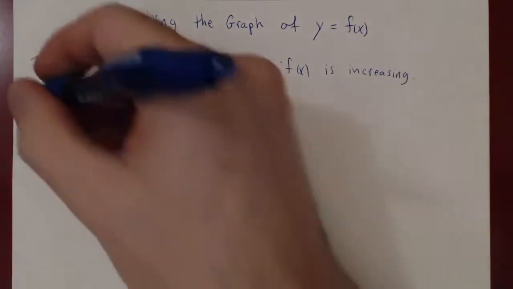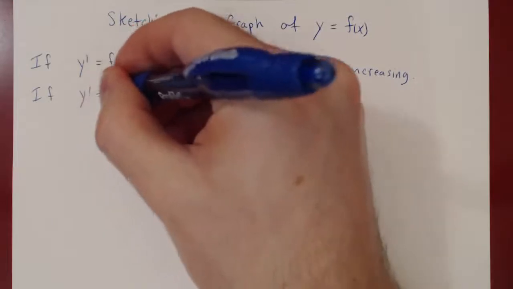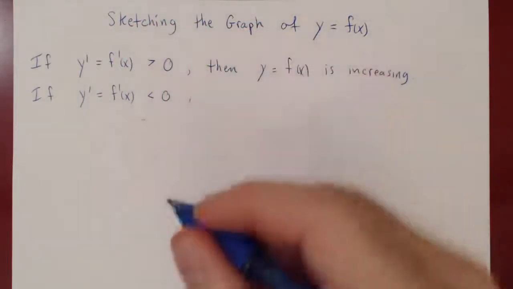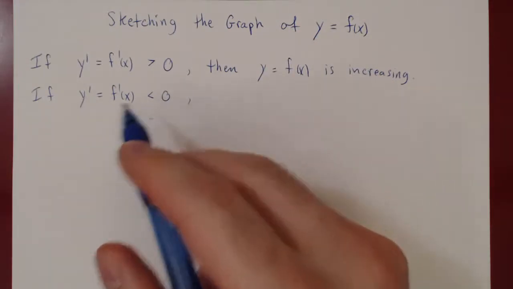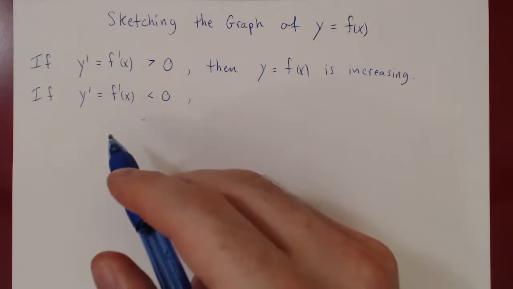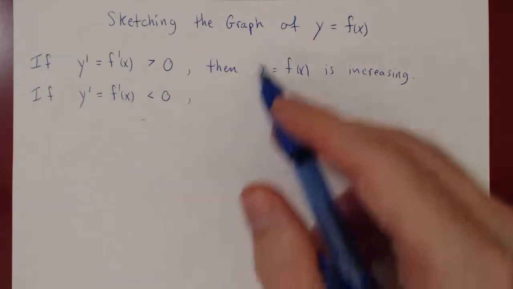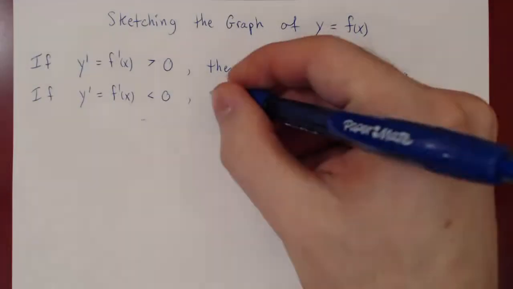Well, what if the derivative is negative? So if y prime, the derivative of y, f prime of x, is less than 0, then the derivative is negative, therefore the slope of the tangent line to the function is negative, therefore the tangent line is decreasing, therefore the graph of y equals f of x is also decreasing.